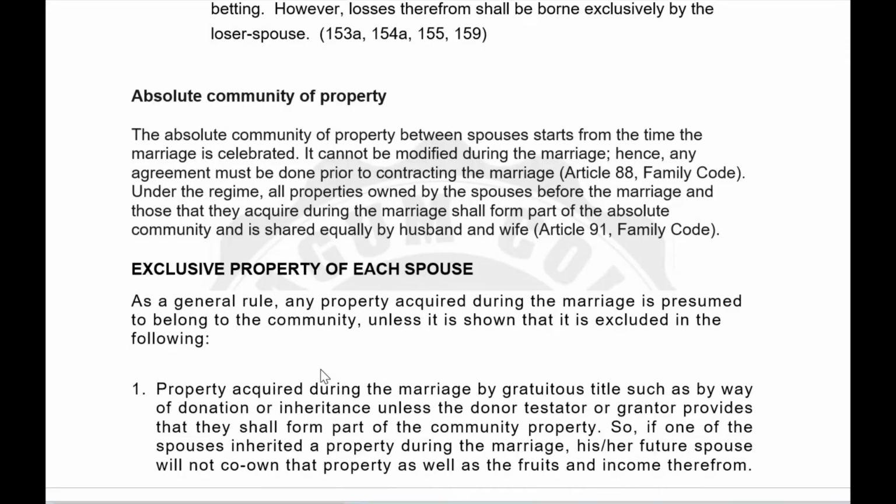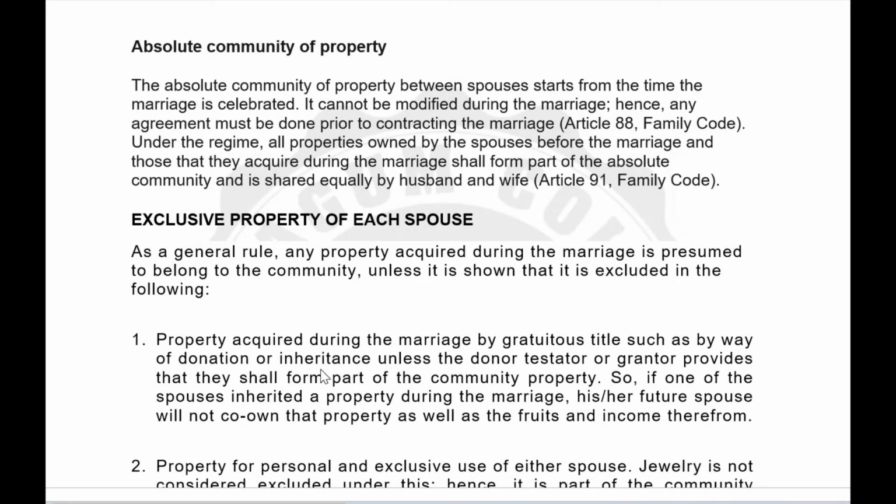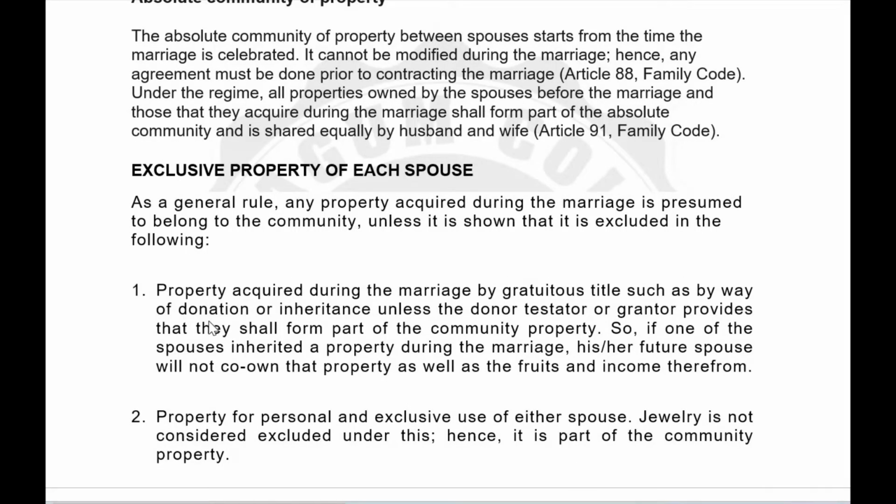So exclusive property of each spouse, as a general rule, any property acquired during a marriage is presumed to belong to the community unless it is shown that it is excluded in the following. Okay, so ito yung mga exemption. So ito yung exclusive property. Property acquired during marriage by gratuitous title, such as by way of donation or inheritance, unless a donor, testator, or grantor provides that they shall form part of the community property. So if one of the spouses inherited a property during the marriage, his or her spouse will not co-own that property as well as the fruits and income therefrom.